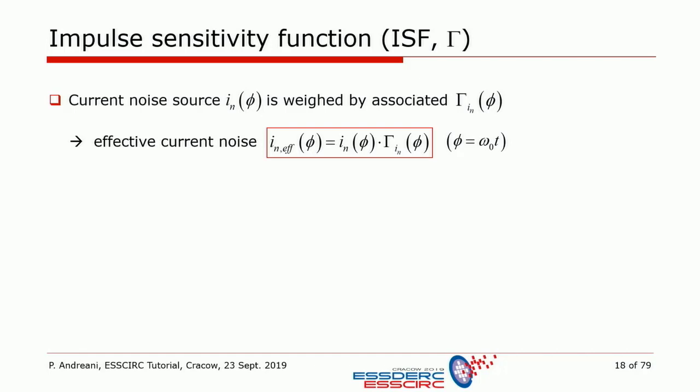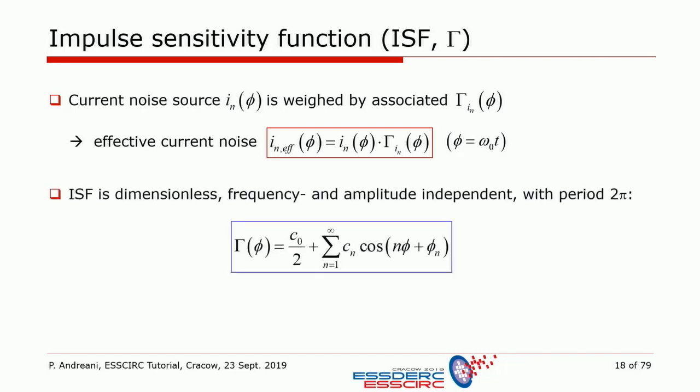So the bottom line is that every noise current source must be weighted by an associated function, the so-called impulse sensitivity function, ISF, also referred to as gamma by Hajimiri and Lee. And this gives you an effective current that you then use to calculate the phase noise. The gamma function is a Fourier series with period equal to the oscillation period.